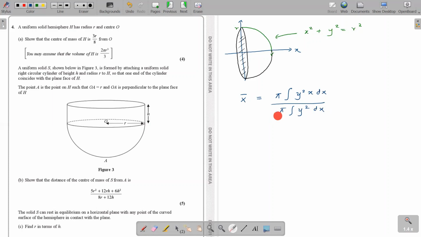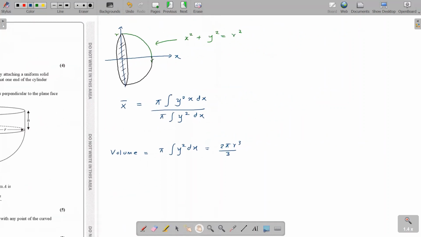But you know, in the denominator, what is pi y squared dx? If you remember P4, pi y squared dx is the volume of a solid of revolution, isn't it? So the volume of the hemisphere is given to you. Do we need to find it by integration? It's not necessary. So this is 2 pi r cubed over 3. So basically the denominator answer is there. All you have to do is get the numerator answer. So the numerator should be integrated.